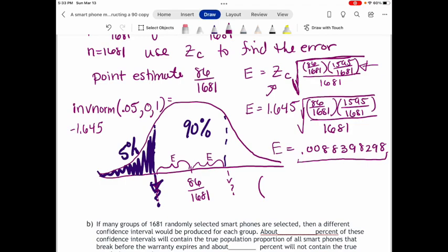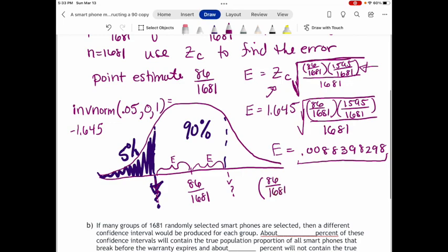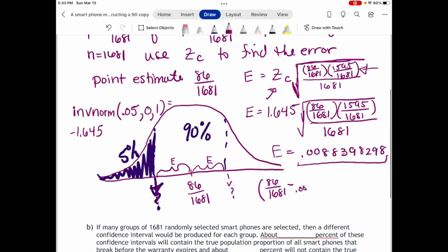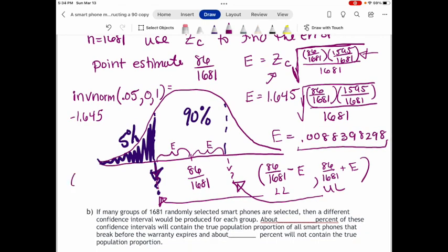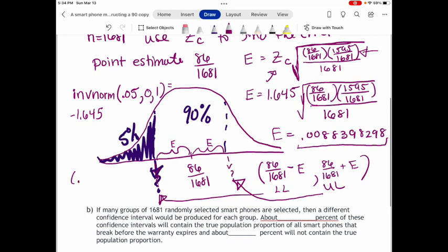So my confidence interval is going to be whatever I get when I take my center, my point estimate, which is 86 over 1681, and I'm going to subtract my error. Let me just, instead of writing it all out, put in E so that I save some room. I'm going to subtract my E, which is all of those digits, 0.0088398298. That's going to be my lower limit, this value right here. And then when I add the error to 86 over 1681, that's going to be my upper limit, which is going to be this value right here.